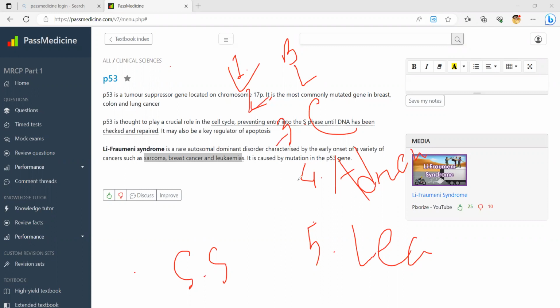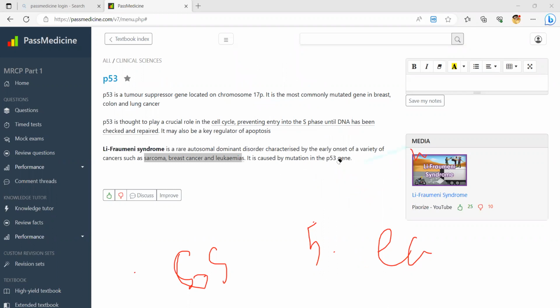So 1, 2, 3, 4, 5, 6. Six types of carcinoma can happen, and there is a history of different family members having different types of carcinomas, as it is an autosomal dominant condition. Again, keep in mind, it is a hereditary condition and it is autosomal dominant.